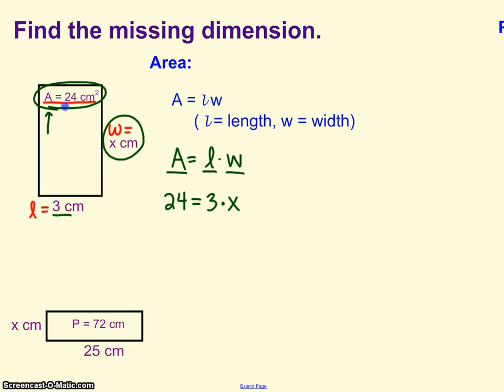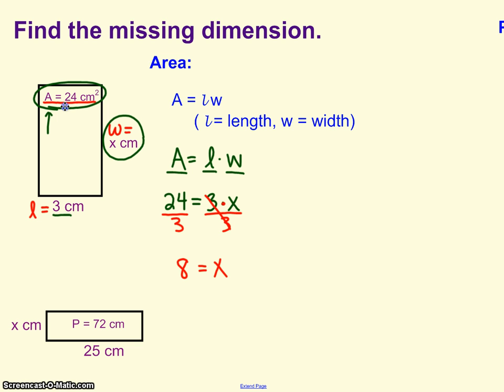Over here, we can see that X is being multiplied by 3. Opposite of multiplying by 3 is dividing by 3. So we'll divide by 3 on both sides. 24 divided by 3 is 8. So our missing side length is going to be 8.